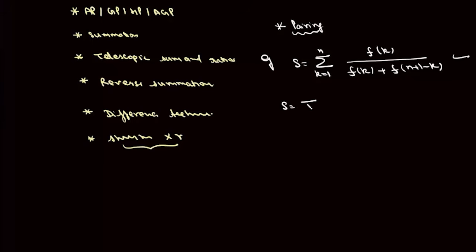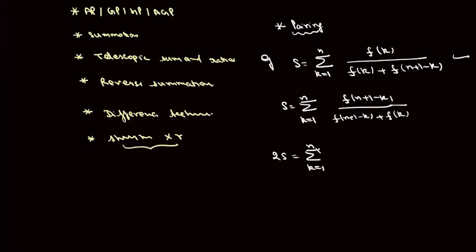So we can write this as the summation k varies from 1 to n. Now we can replace k with n plus 1 minus k. So it will be f(n plus 1 minus k) upon f(n plus 1 minus k) plus f(k). Now if we add them, we'll get 2S, and then the summation k varies from 1 to n. Now here it'll be f(k) plus f(n plus 1 minus k) upon f(k) plus f(n plus 1 minus k), which is simply 1. So the sum of the series is simply n by 2. So this reverse summation is also an example of pairing.